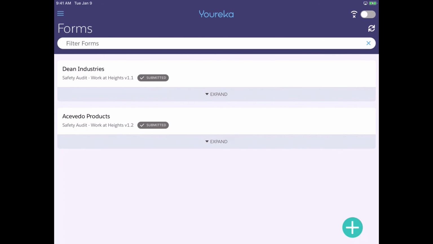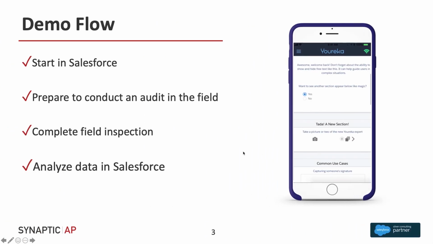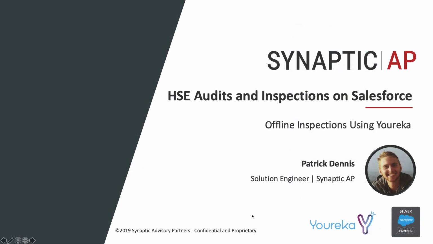So that's kind of what things look like when you're using Youreka for the purposes of doing health, safety, and environment inspections and audits out in the field, particularly without internet connectivity.